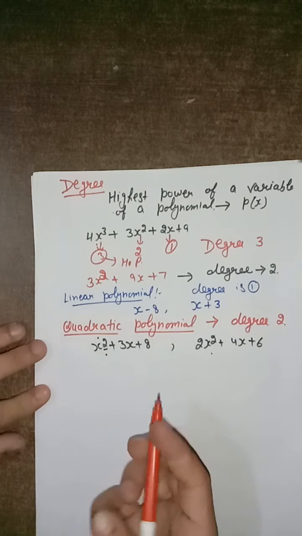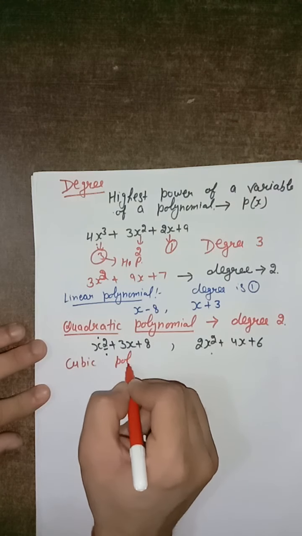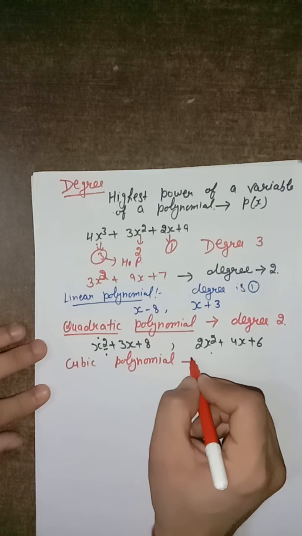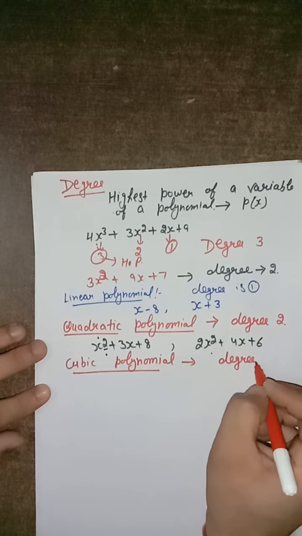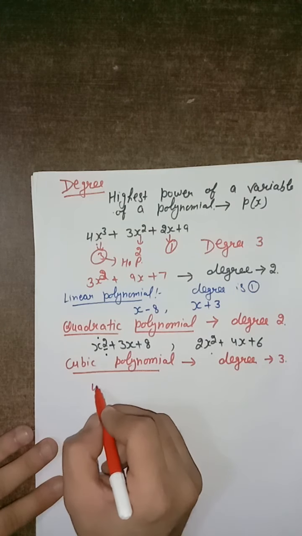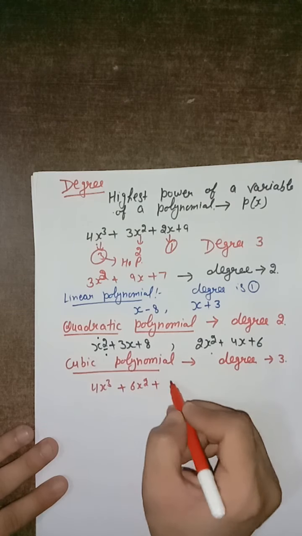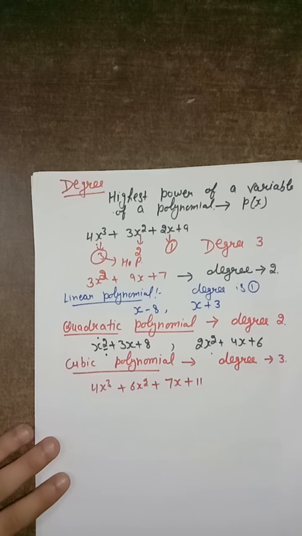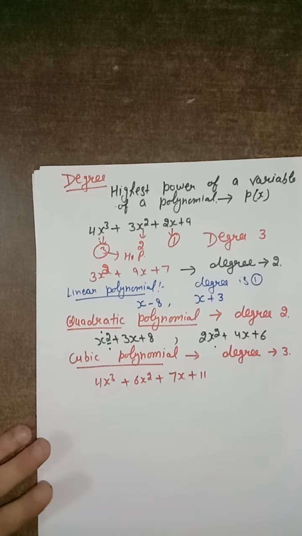And our last polynomial, cubic polynomial. Cubic polynomial is a polynomial whose degree is 3. Like 4x³ + 6x² + 7x + 11. Here my degree is 3 and hence it is a cubic polynomial.